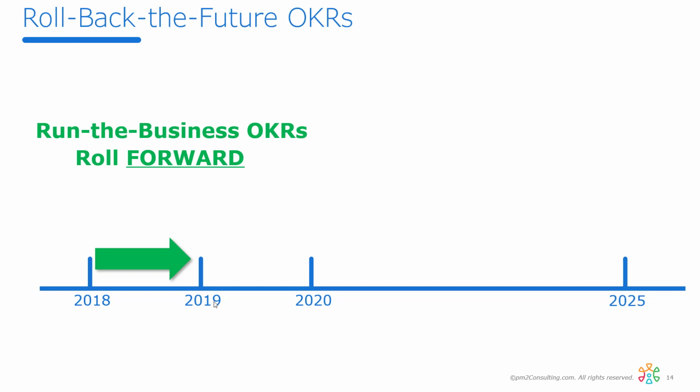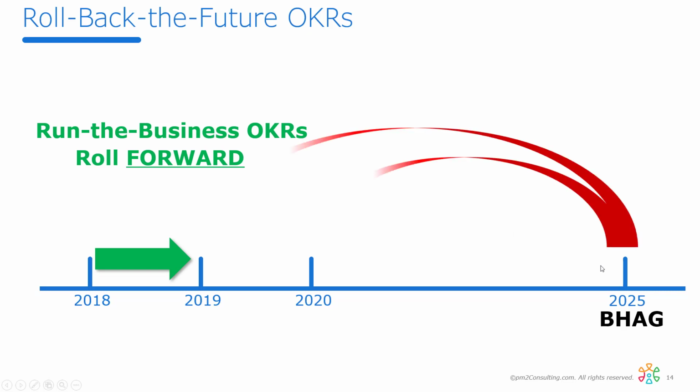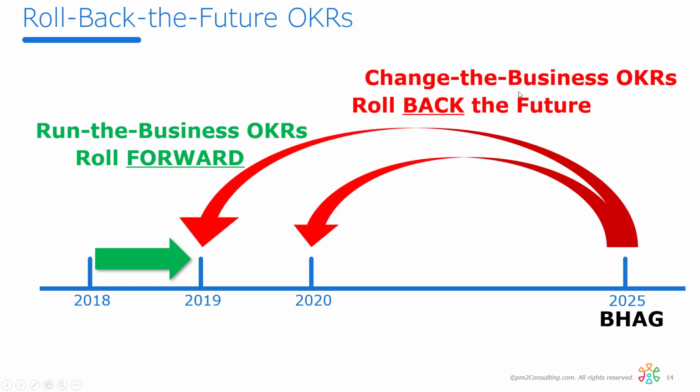But a different way of planning and a bigger opportunity is, what if we take a look at our big, hairy, audacious goal, some long-term great vision for the business. We should be able to take that and figure out, what do I need to do this year to be there in 2025? So that's the change the business OKRs. And basically, we plan differently. We're rolling back the future.